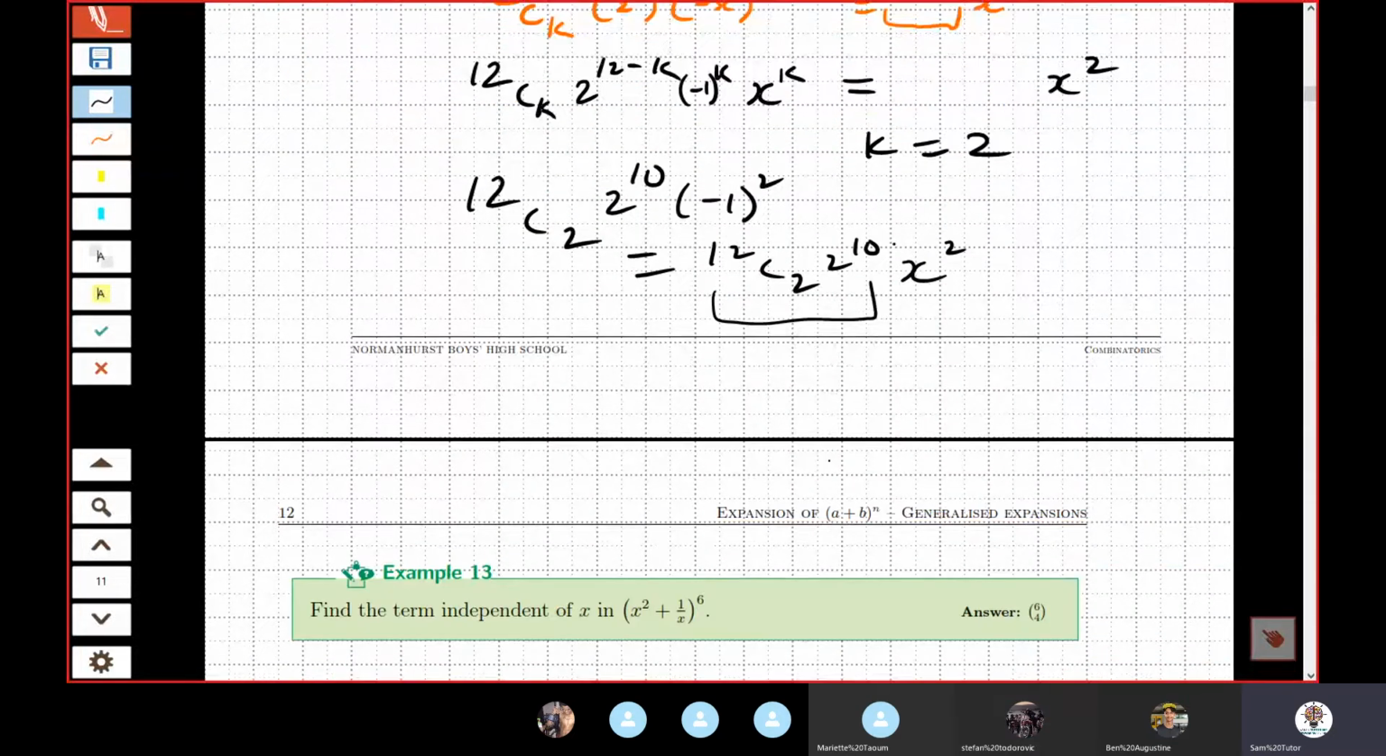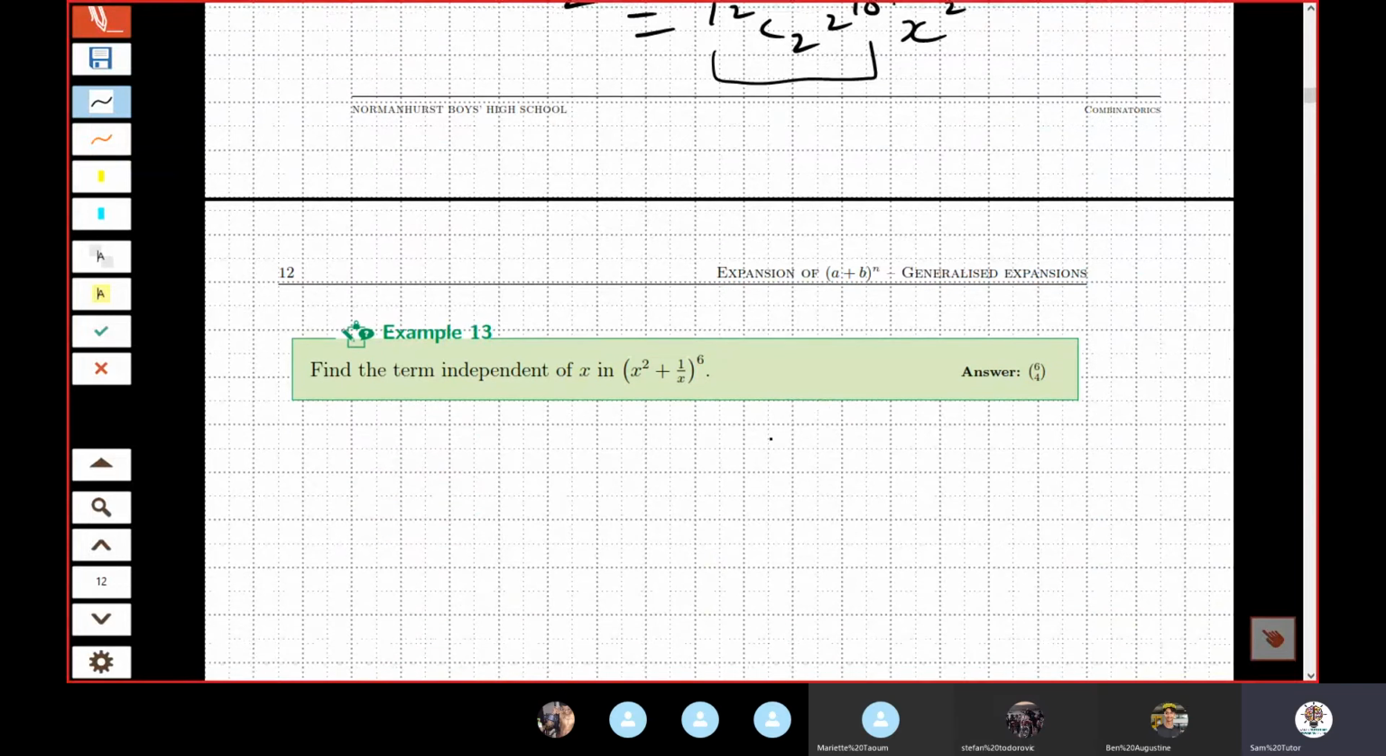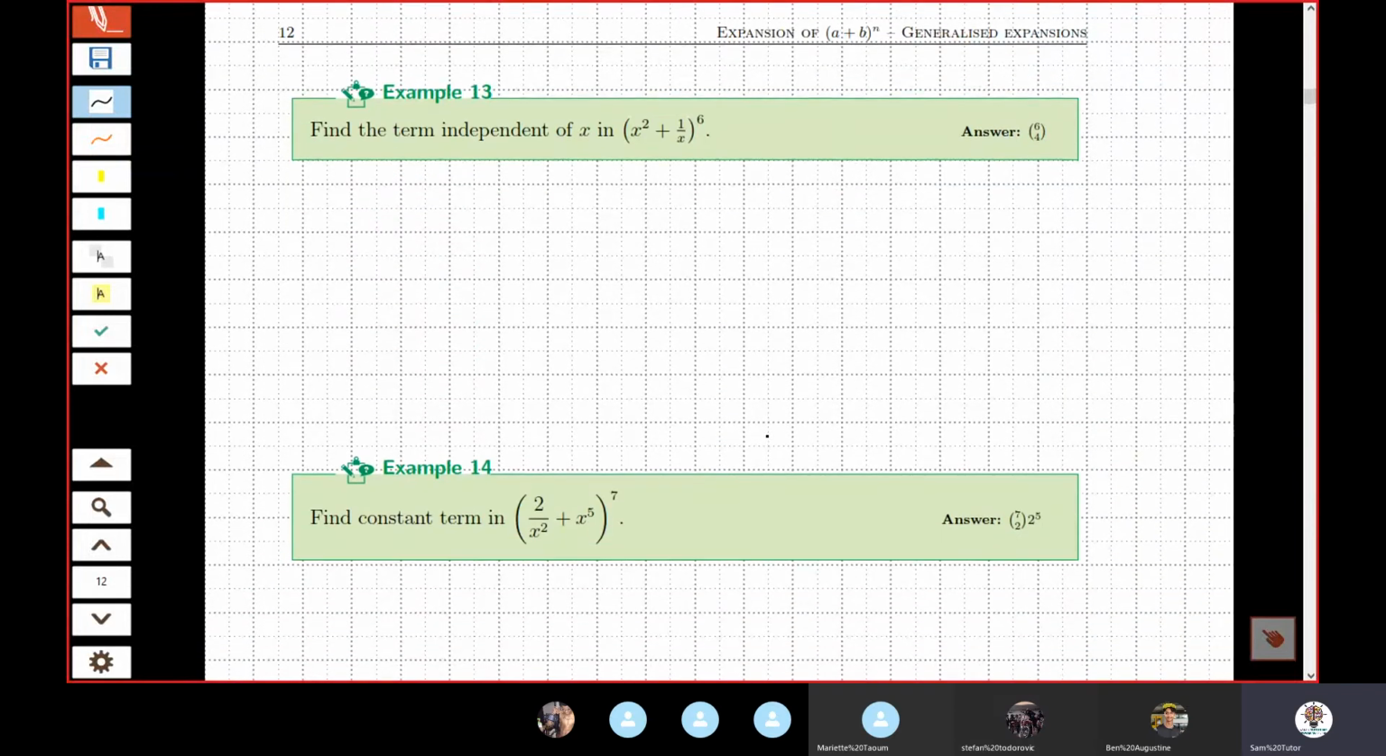All right, let's go again. Find the term independent of x. What does that mean? What's another way that we say that? Find the term independent of x. The constant. Thank you. Constant. So that means x to the power of what, in other words?